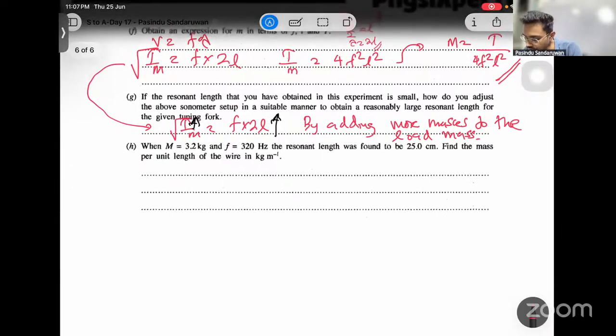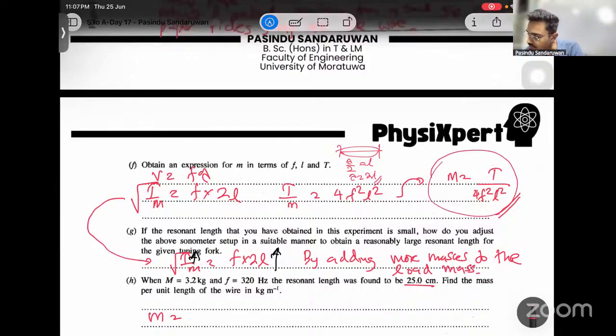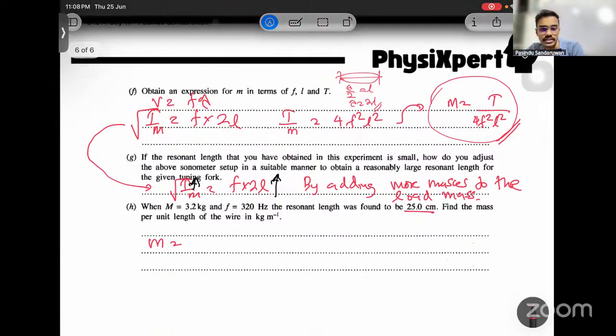When M equals 3.2 and F equals 320, the resonant length was found to be 25 centimeters. Find the mass per unit length of the wire in kg m^-1. We have the equation now. Plug in: M equals T over 4 F squared L squared. If this is 3.2, T is 32. So 32 over 4 times 320 squared, then L squared, L was 25, so 25 times 25, and 25 centimeters to meters is 10 to the power minus 4.